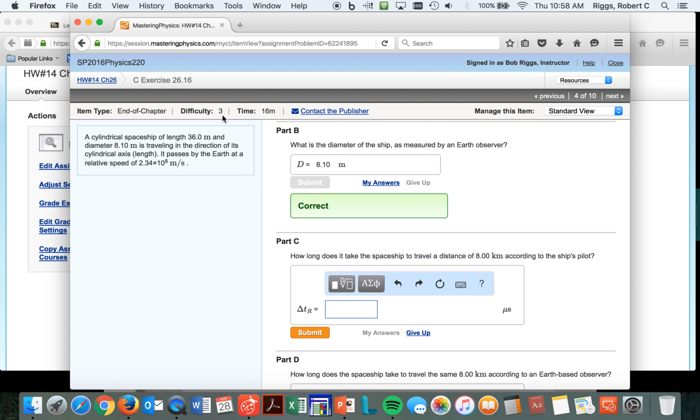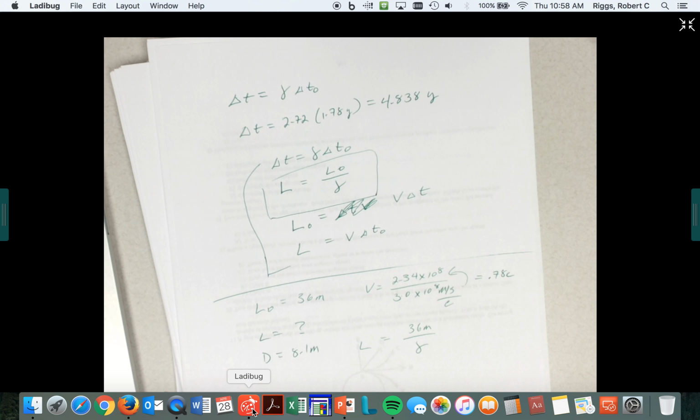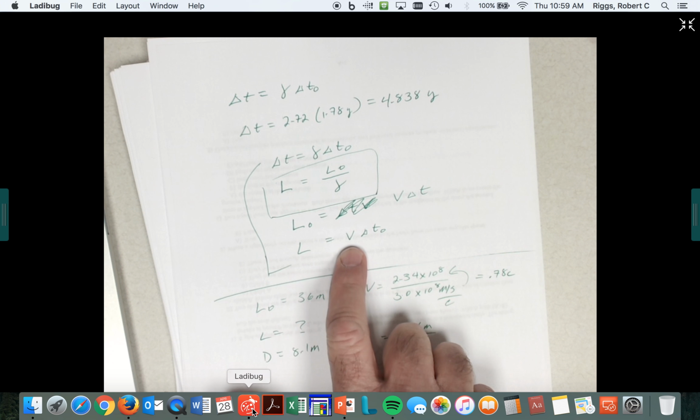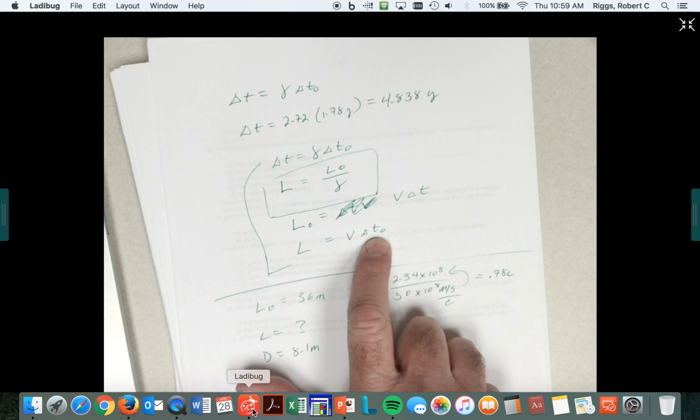All right, so how long does it take the spaceship to travel that distance according to the ship's pilot? So the ship's pilot, what time is he focused on? His is the proper time. Okay? Now, you found out, so let's look at our relationships, our equations that we had. You found the contracted length. We know the velocity is equal to the distance over delta T naught.